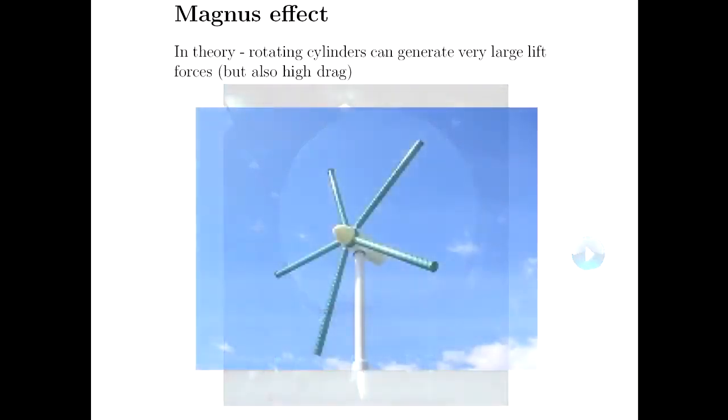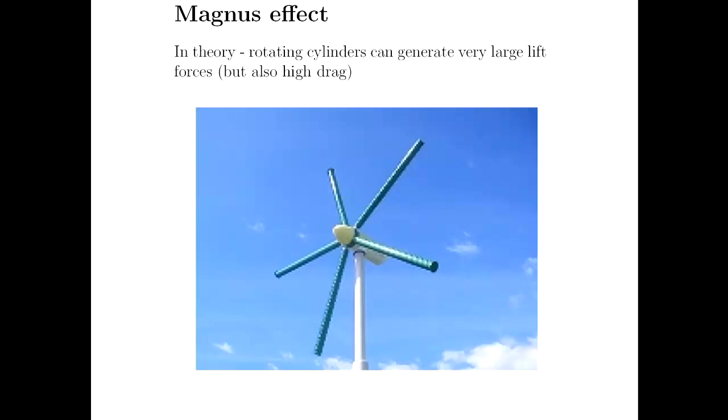Okay, and here's also another example of, I guess, a wind turbine. Instead of having airfoil wings, you have a rotating cylinder to generate lift and supposedly be more efficient, but I guess that hasn't been the case.